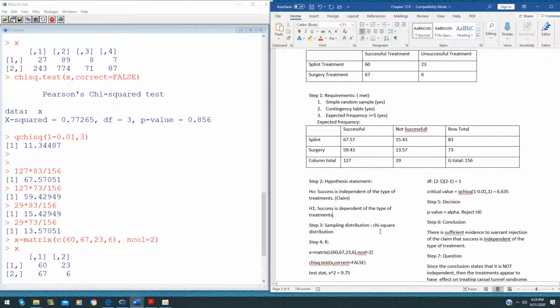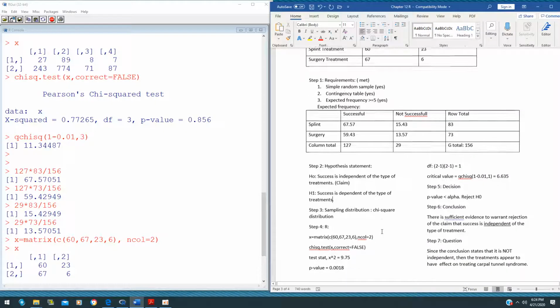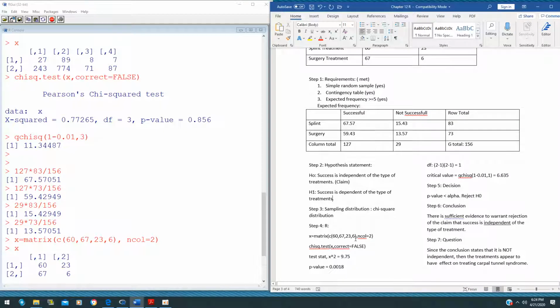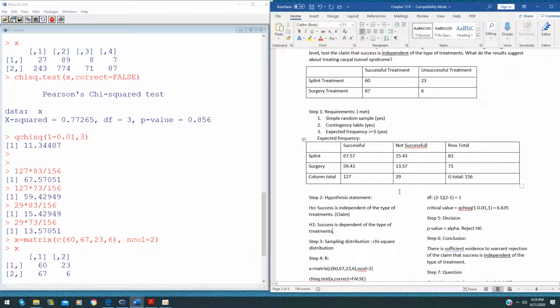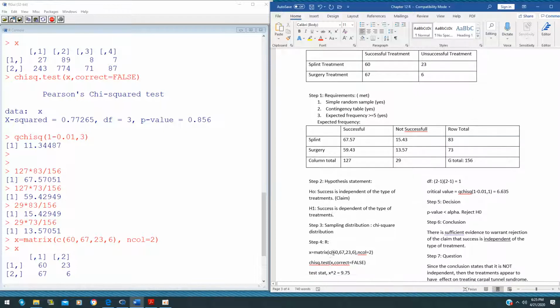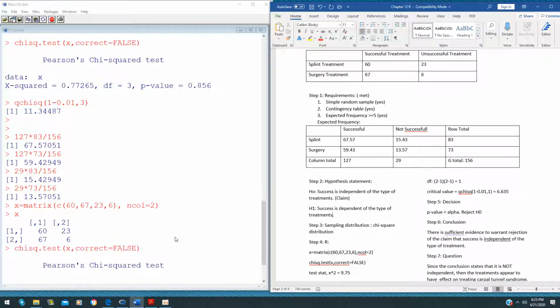Step 3, the sample distribution, is chi-square distribution. Step 4, you have to put this matrix into your R. So in order for you to read, again, do not read the expected frequency, read the one from the observed. So it's 60, 67, 23, and 6. And we have 2 columns in this case. So you do the matrix c(60, 67, 23, 6) with 2 columns, and this is what you'll get.